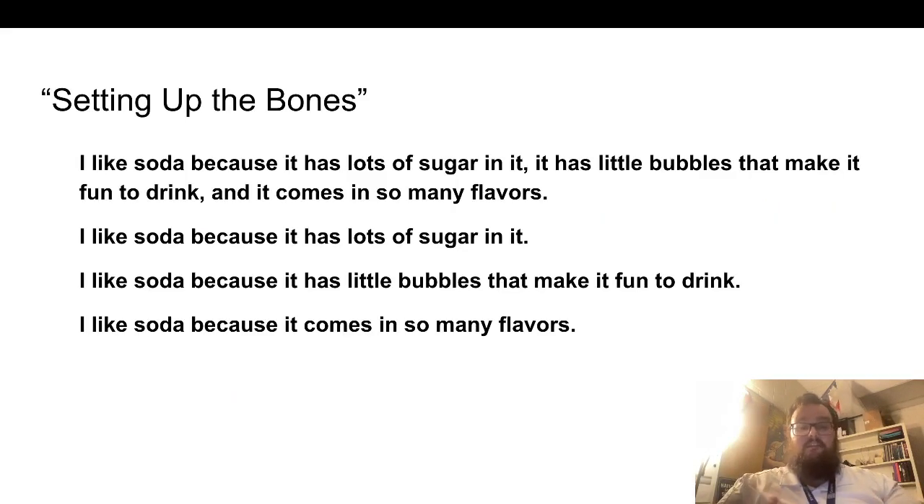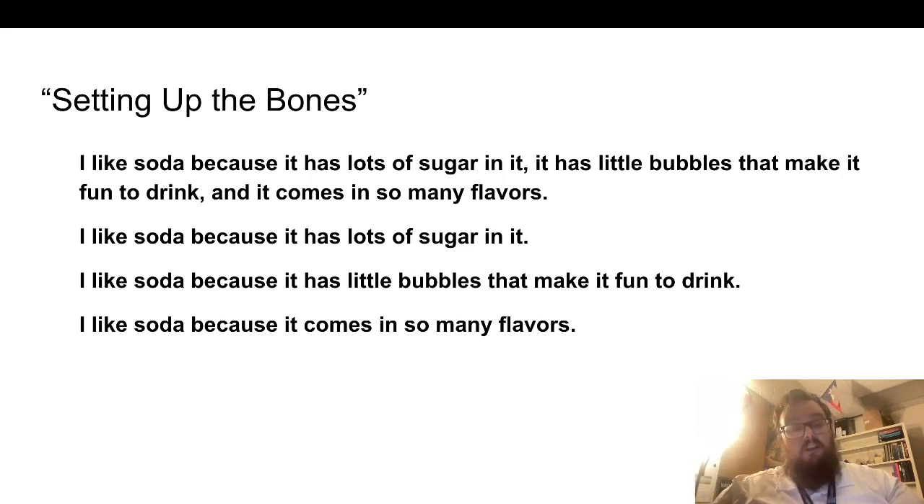So this is what the thesis challenge should look like. When you turn it in, it should be three of these. I like soda because it has lots of sugar in it. It has bubbles that make it fun to drink, and it comes in so many flavors. It's very repetitive, and I'm trying to show you that. It looks very repetitive right now, but if you separate those statements with big, giant body paragraphs, it's going to seem a lot less repetitive and more like giving your reader a chance to go back and connect, and reminding the reader, hey, this is why we're doing this.